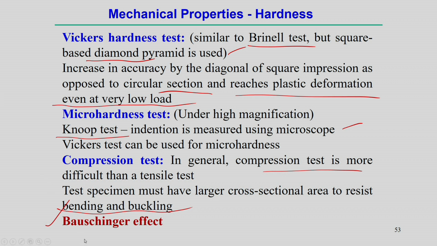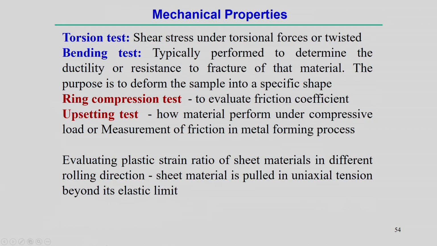Then the torsion test. Similar to the normal stress and strain graph we find from the tensile testing specimen, if we conduct the torsion test we can find out the relation between the shear stress and shear strain. In these cases the torsional load, or twisting load, is normally applied in the torsion test.